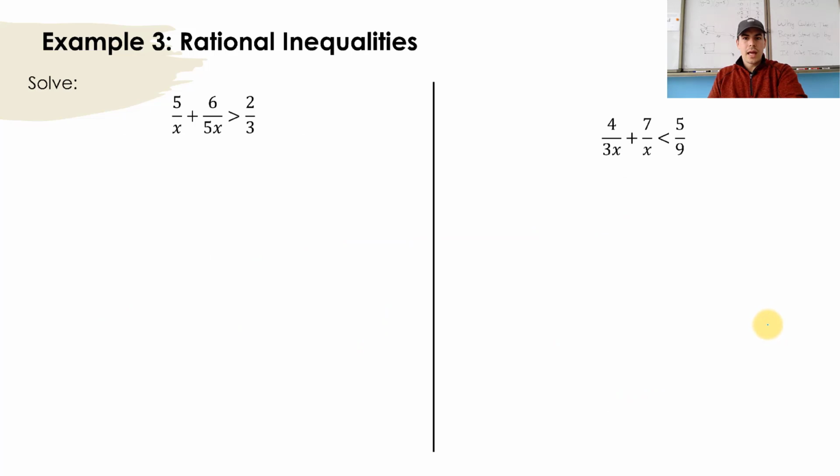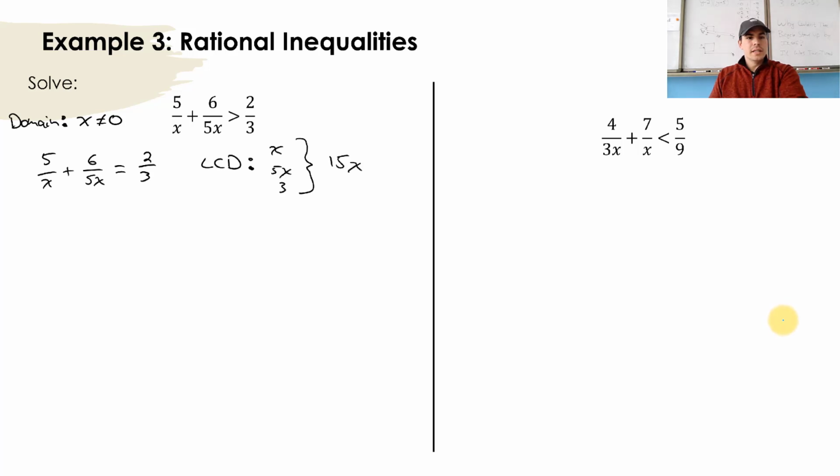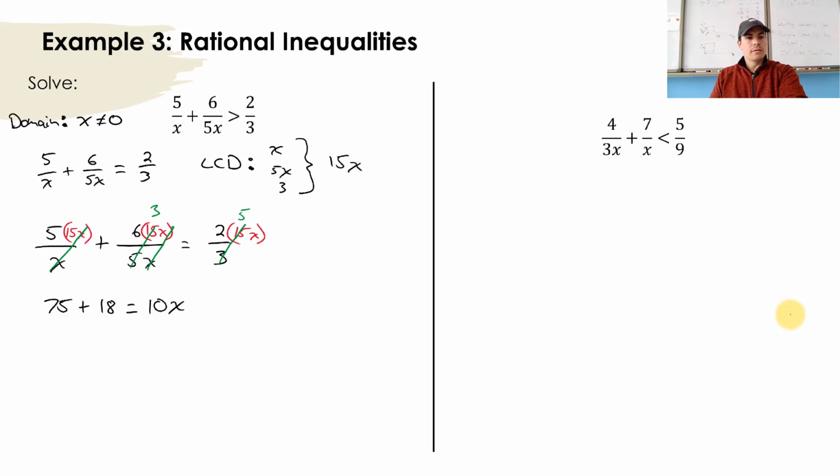All right, now let's take a look at some rational inequalities here. Okay, so first thing we want to do, again, let's list out any domain restriction. So x cannot equal 0 in this case. And then we can go ahead and find our LCD. So we have an LCD here of 15x. We're going to multiply each term by that 15x and then start simplifying. Again, that should get rid of all of our fractions.